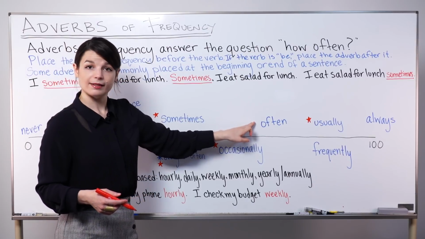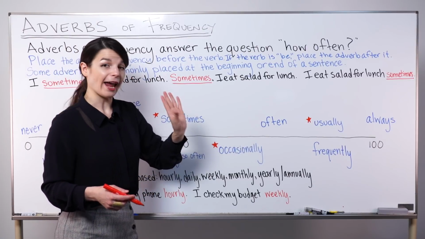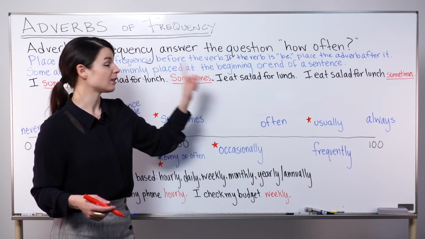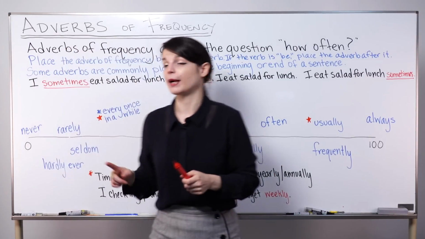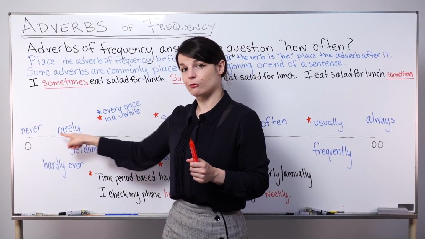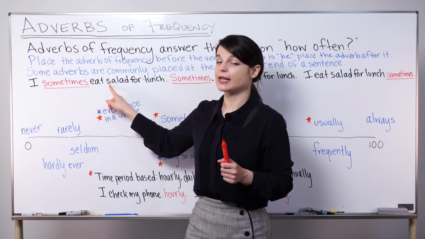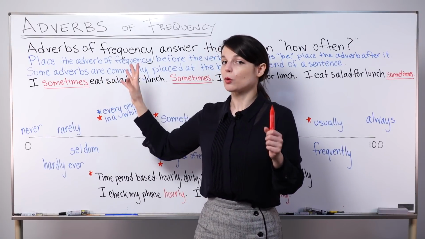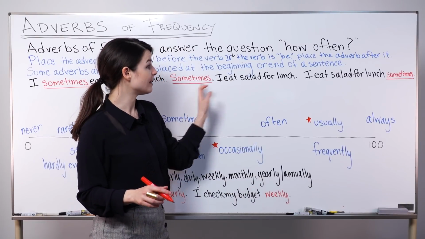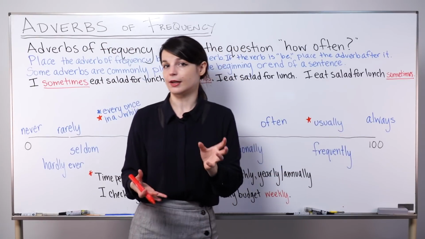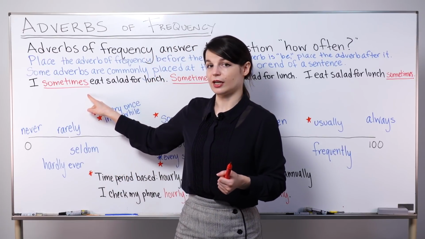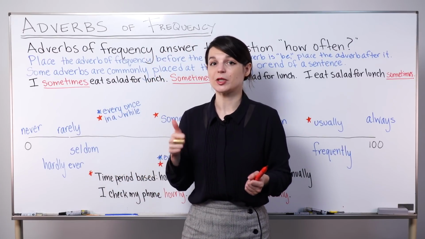The words on this scale that I have not marked with a red star, I suggest you use these in this position, directly before the verb you want to modify. These words that do not have a red star sound most natural in this position. Yes, you might hear people in speech using them in these other positions, but it's going to sound a little bit more natural, well, actually a lot more natural to use it here. I often eat salad for lunch. Sounds much more natural here.